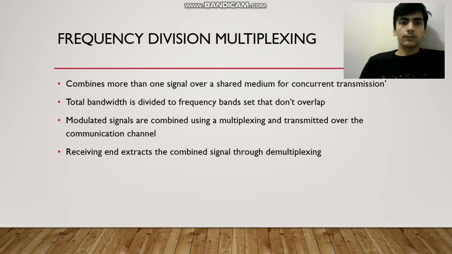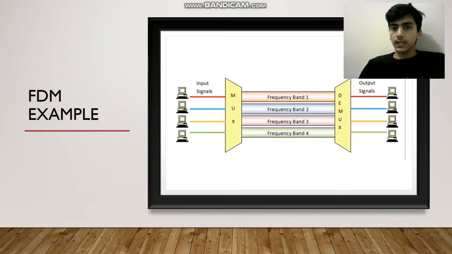So our second topic is frequency division multiplexing. It combines more than one signal over a shared medium for concurrent transmission. Its total bandwidth is divided into frequency bands that don't overlap. The modulated signals are combined using a multiplexer and transmitted over the communication channel, and the receiver extracts the combined signal through the demultiplexer. Let's have an example.